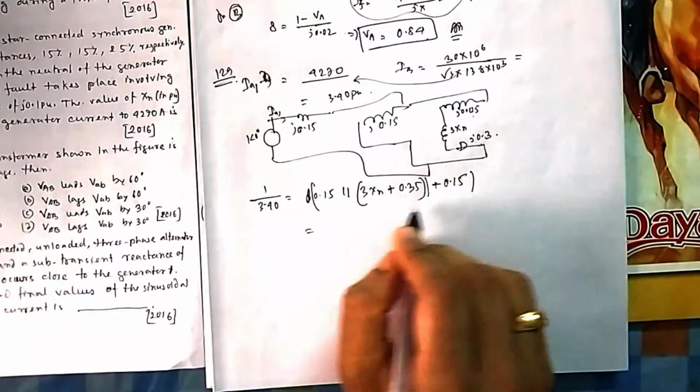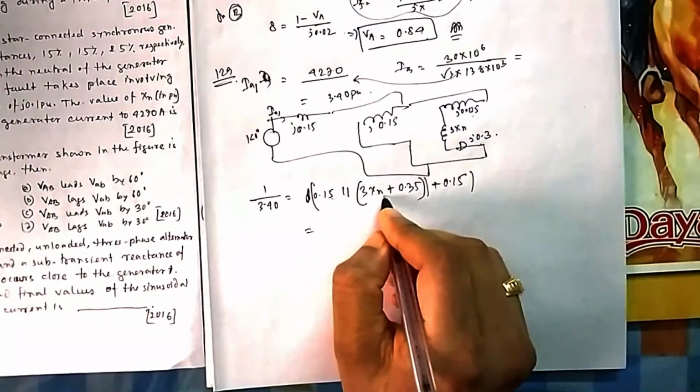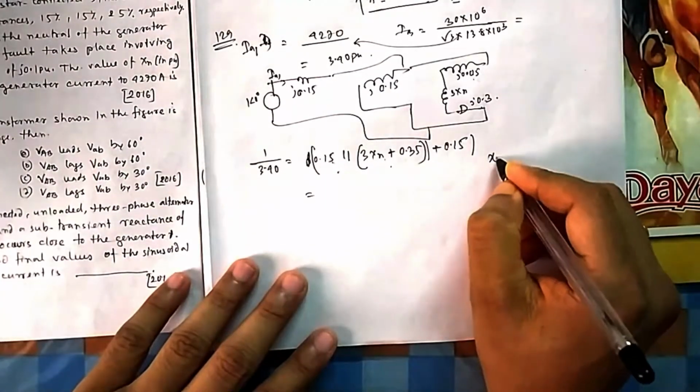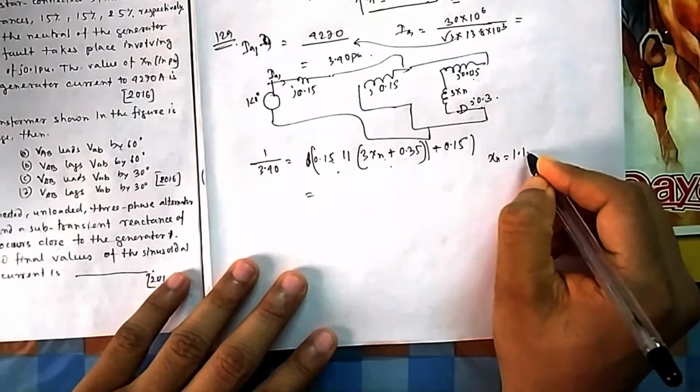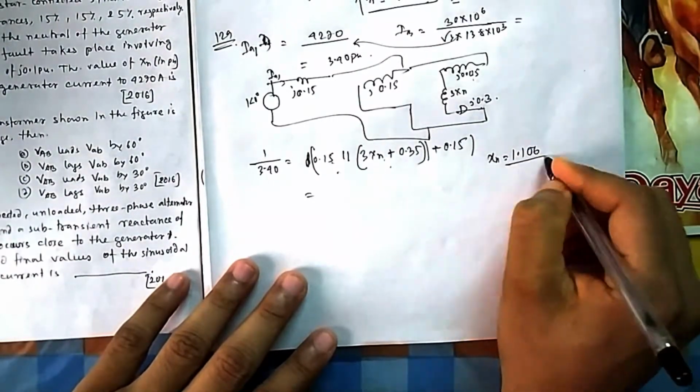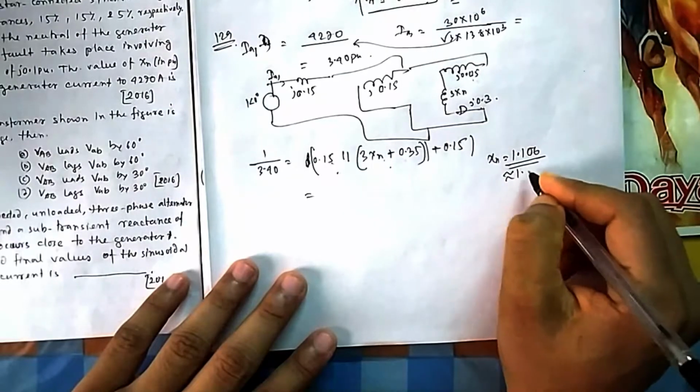If you do, I am not doing it, you can do it. It is 0.15 into this divided by this plus this. Do some LCM, take 0.15 that side. Complete the equation. You will find your xn should be equal to 1.07, 1.06 around, or equal to 1.1 around.